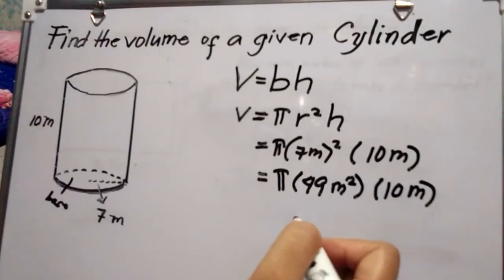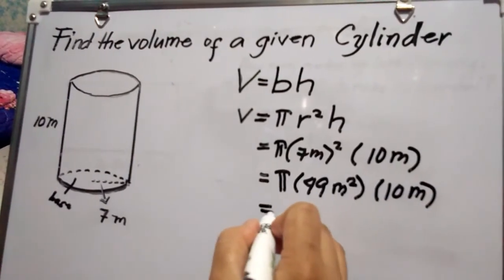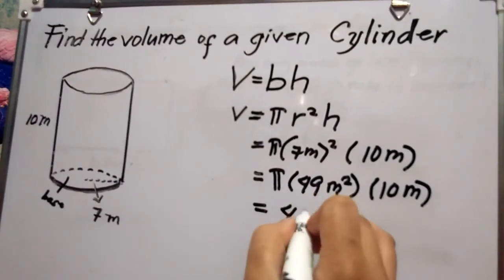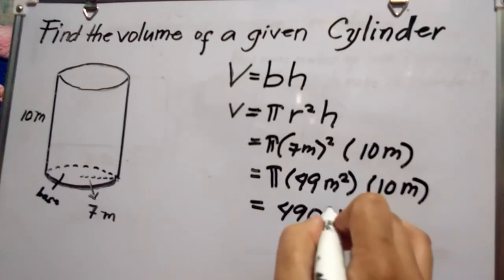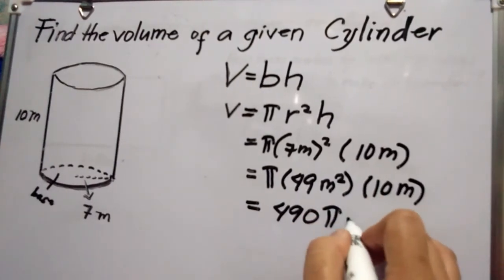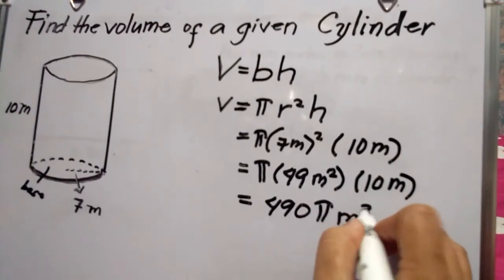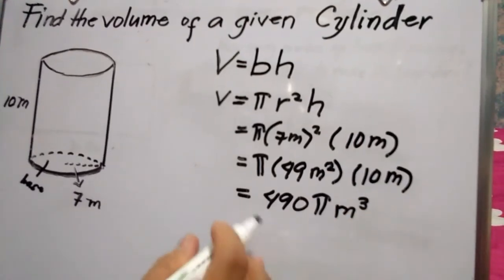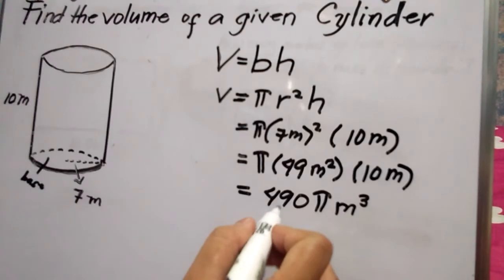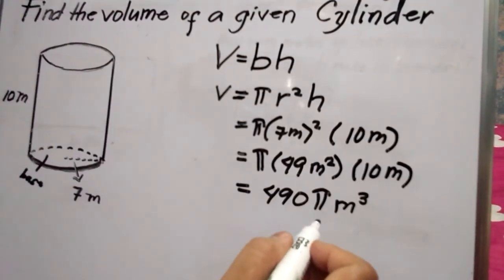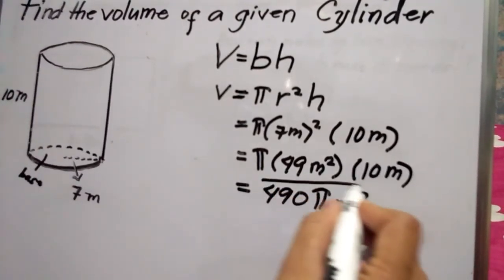which simplifies to 490 pi cubic meters. So one way to write the volume of the given cylinder is 490 pi cubic meters.